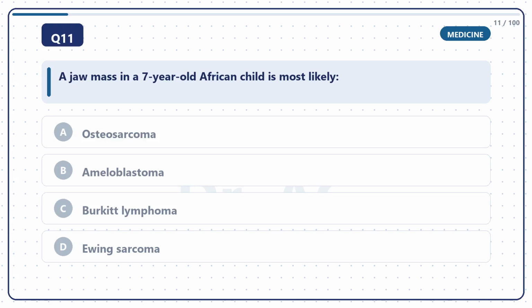Question 11. A jaw mass in a 7-year-old African child is most likely option A, osteosarcoma. Option B, ameloblastoma. Option C, Burkitt lymphoma. Option D, Ewing sarcoma.